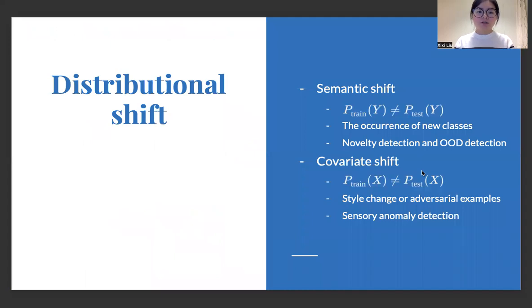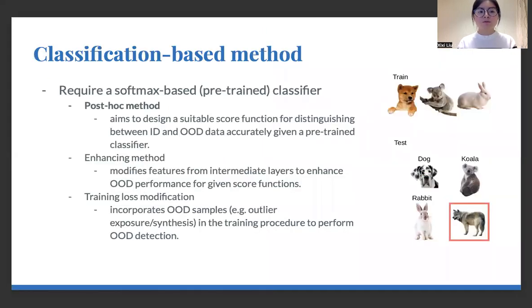The above-mentioned 5 tasks can be classified based on the distributional shift of the input images. Shift means the data distribution of the training is different from the data distribution of the test dataset, such as style change or adversary examples. In this work, we focus on classification-based methods for OD detection.